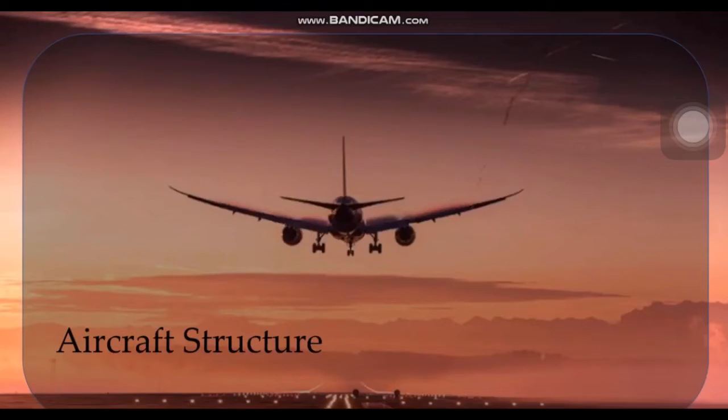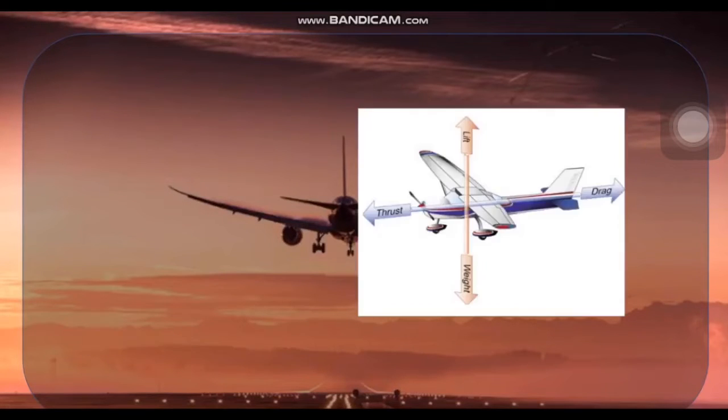The next topic that we're going to encounter is all about aircraft structure. Lift opposes the force of weight downward. Next is weight. It pulls the aircraft downward due to the force of gravity. Drag, the retarding force caused by the disruption of airflow by the wing, fuselage, and other protruding objects. The last one is thrust, the forward force that comes from the power plant and propeller.